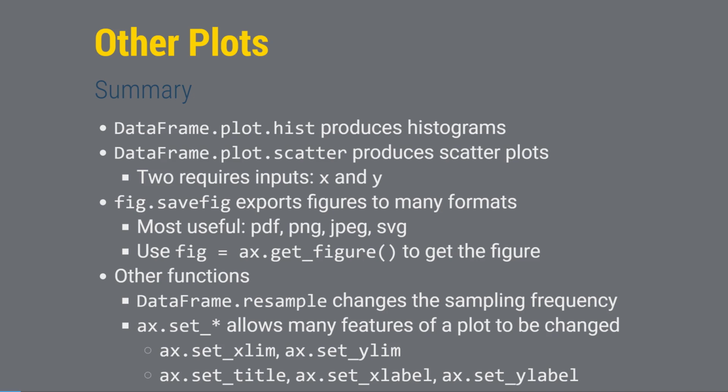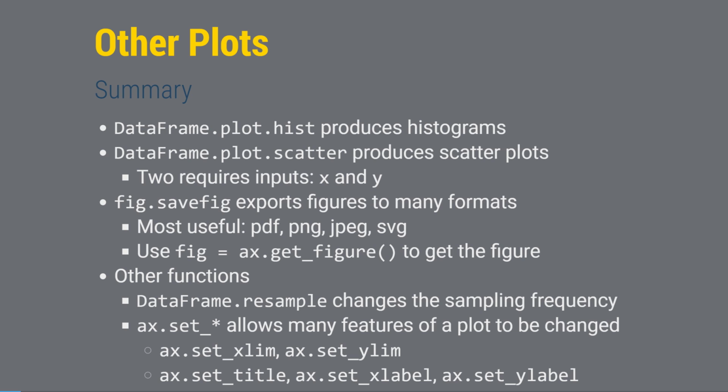This lesson showed how DataFrame.plot.hist and DataFrame.plot.scatter can be used to produce histograms and scatter plots. Figures are saved using the savefig method of any figure. Sometimes you have to get the figure. A good way to get the figure is to call get_figure on an axis. Figure.savefig can be used to export to a variety of useful formats, including PDF, PNG, JPEG, and SVG.